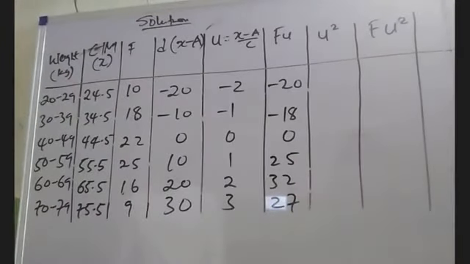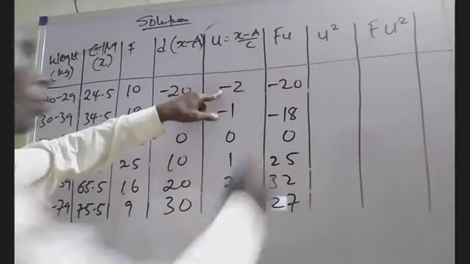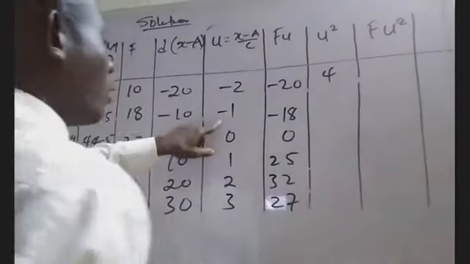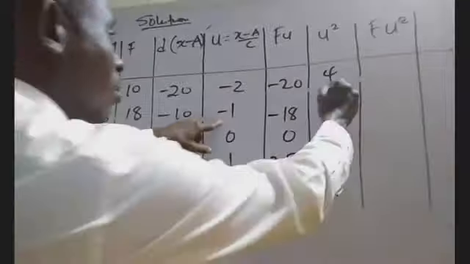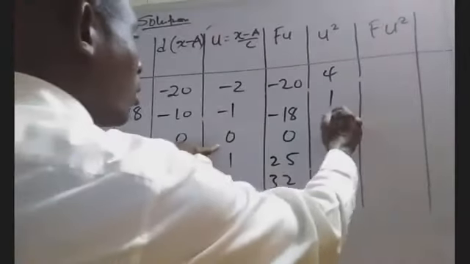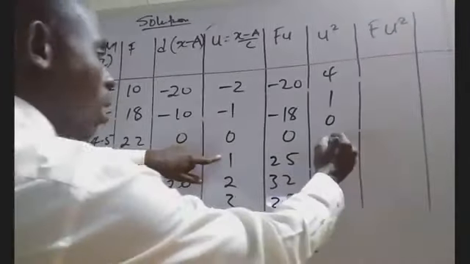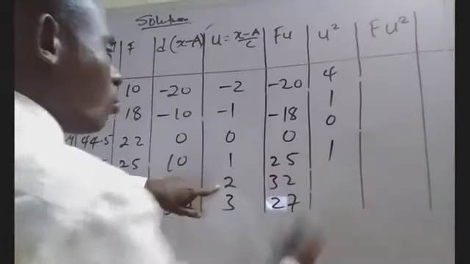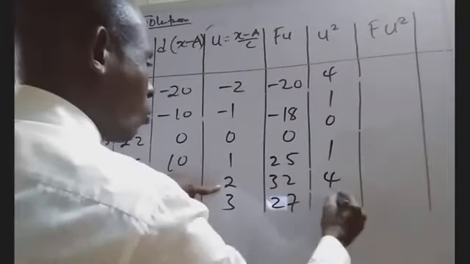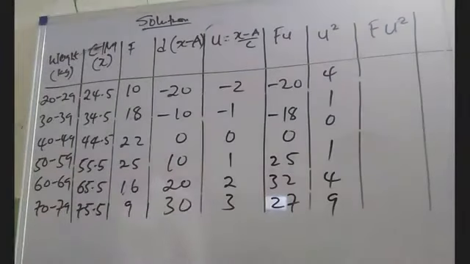Then you have u squared. u squared is minus 2 squared is 4. Then you have minus 1 squared is 1. 0 squared is 0. 1 squared is 1. 2 squared is 4. And 3 squared is 9. Then the next thing is to find our fu squared.